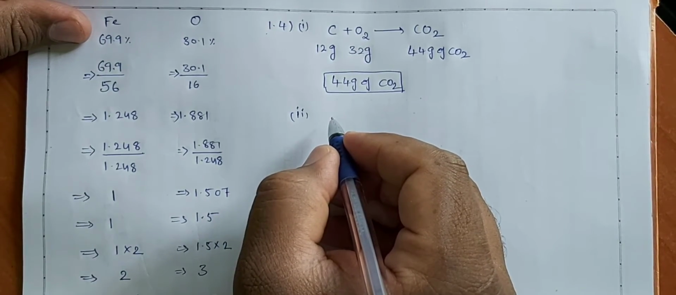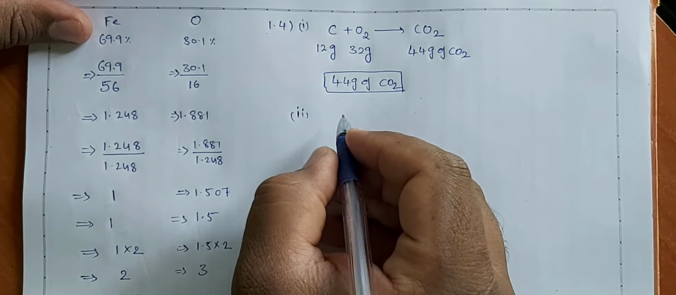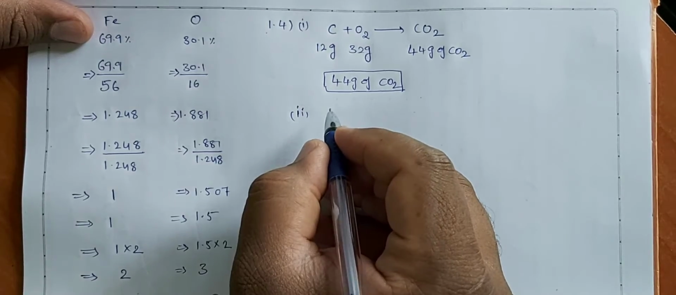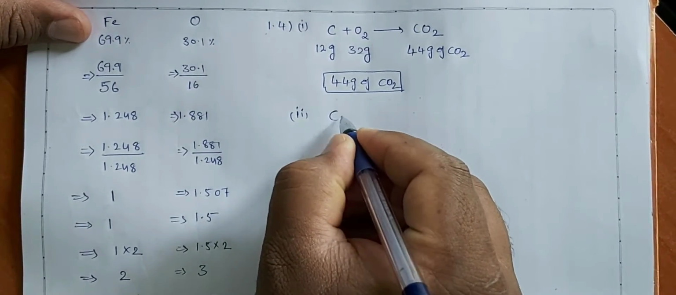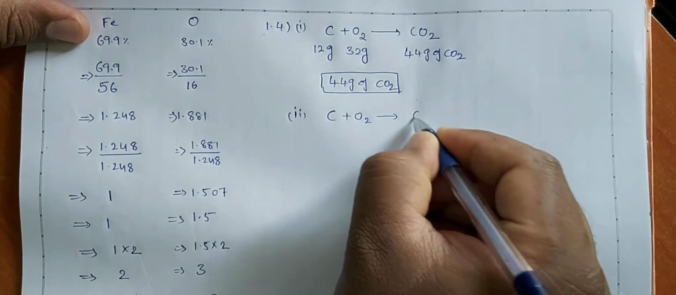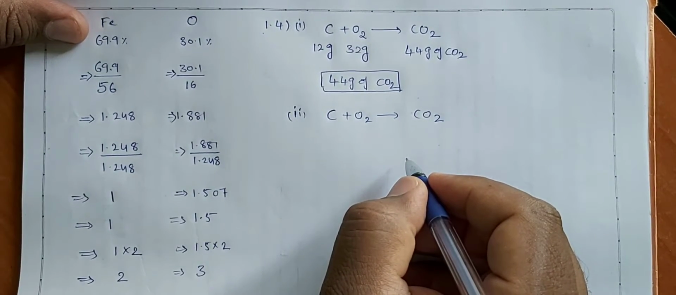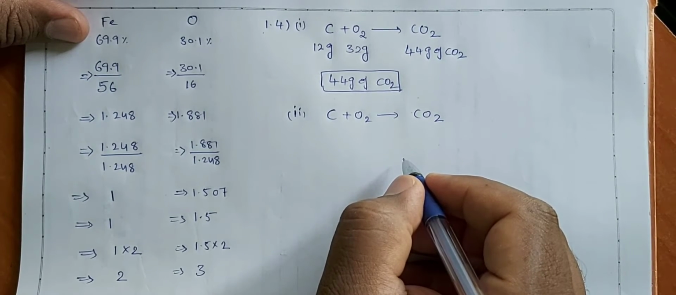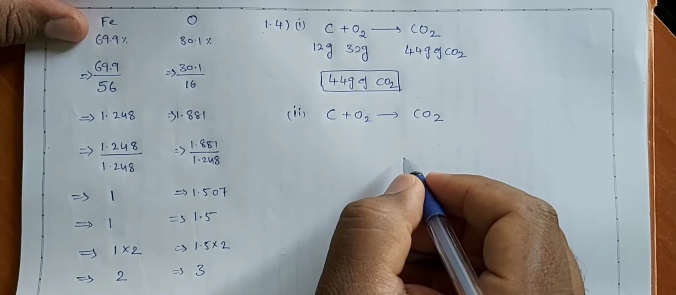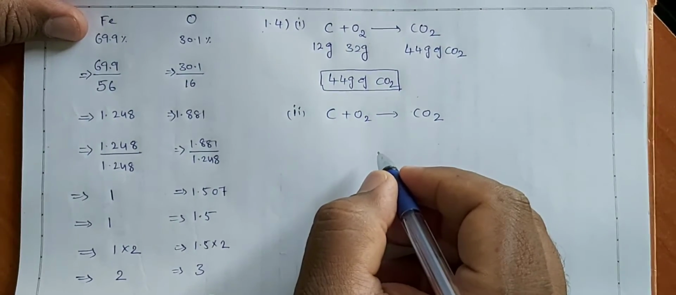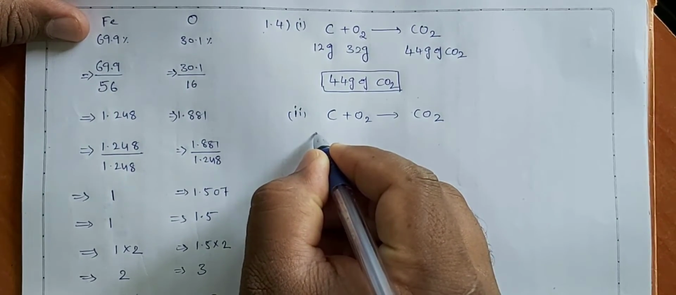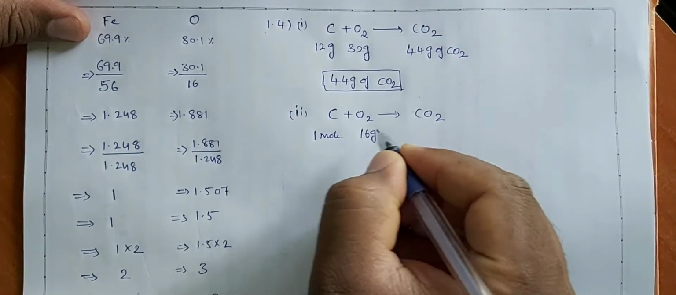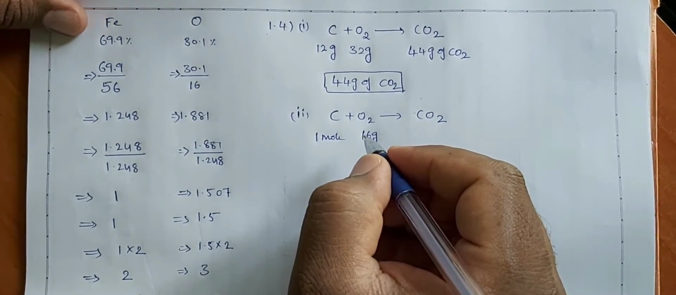They asked that if 1 mole of carbon is burnt in 16 grams of dioxygen. Same equation, C plus O2 gives CO2. This time they didn't burn the carbon in air. They have limited the amount of oxygen. They have taken it in one container and limited the amount of oxygen. 1 mole of carbon reacts with 16 grams of dioxygen. This is the information they gave.